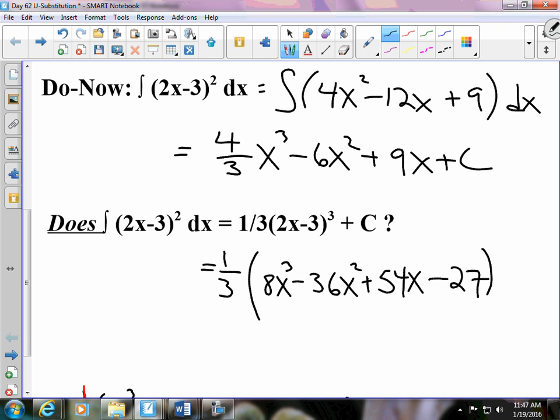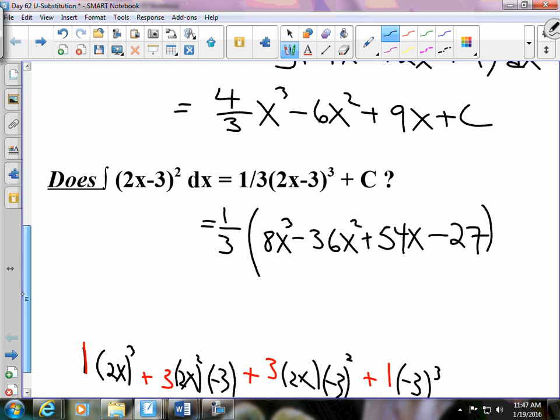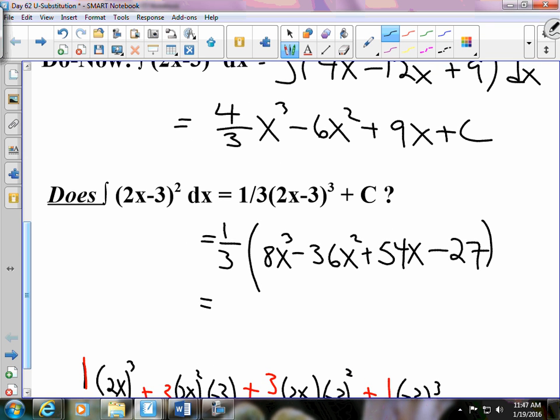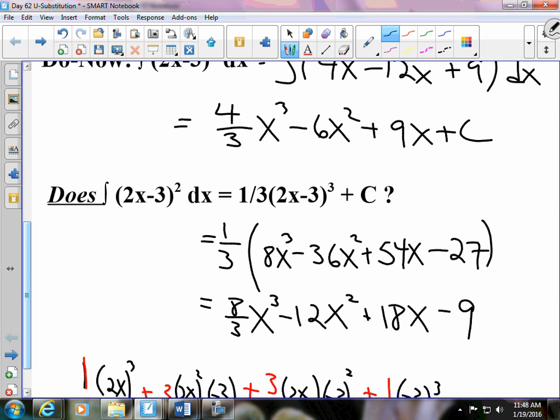Now I have what this is. I actually cubed it out here for you. If we distribute the third, this is the third out here, we would have 8/3 x cubed minus 12x squared. Just distributing the 1/3? Okay. What's 1/3 of 54x? 18x. And then minus 9. Oh, so we can't just do that. But we're off. So the answer is no.